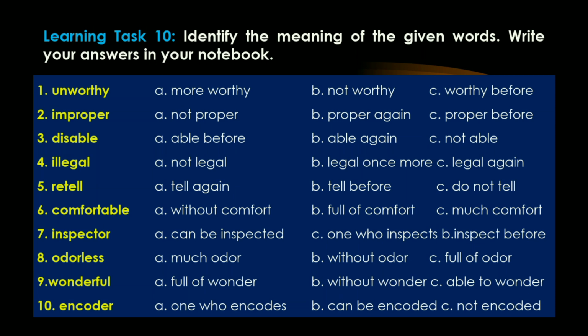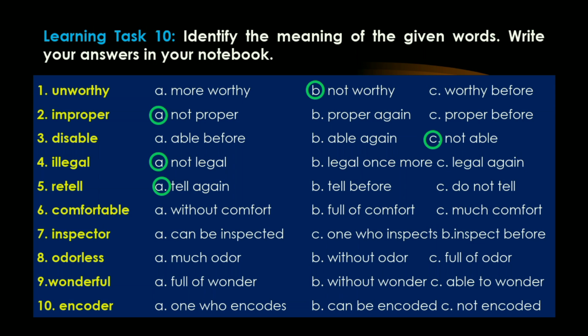We have the first word, unworthy. Unworthy means not worthy, since un means not. 2. Improper. Improper means not proper. Im means not. Disabled. Not able. This means not. We also have illegal. Okay? It means not legal. Ill means not. We also have retail. We have tell again, since re means again.